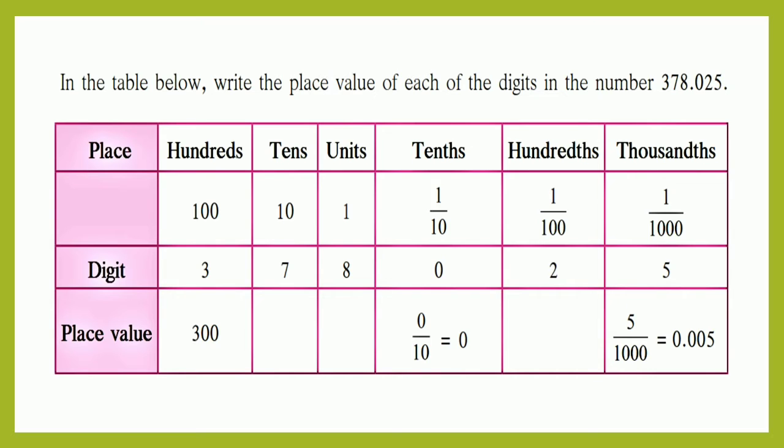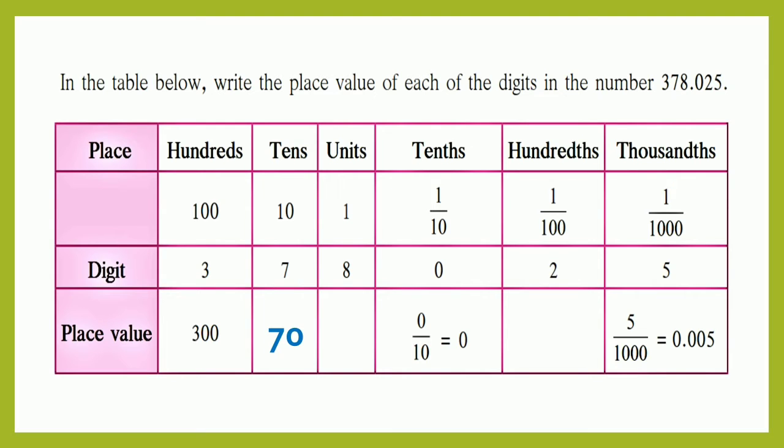Now let's solve the given sum. In the table below, write the place value of each of the digits in the number 378.025. So we put the 3 at the hundreds place because the number is 300. Then we place digit 7 at the tens place and digit 8 at the unit place. On the right side, at the tenths place we put 0, at the hundredths place we put 2 and at the thousandths place we put 5.